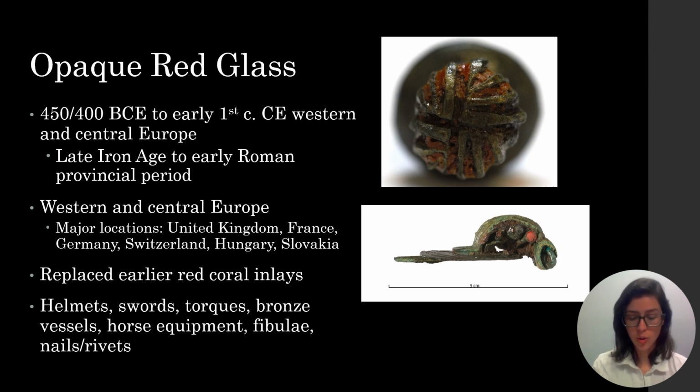This area includes countries often termed as producing Celtic art in the Iron Age. Although found in many countries, major locations are Great Britain, France, Germany, Switzerland, Hungary, and Slovakia. Opaque red glass replaces earlier red coral inlays found in copper alloy-based objects from the late Bronze Age and early Iron Age. Objects decorated with this type of glass include helmets, swords, torques, bronze vessels, horse equipment, fibula, and nails and rivets, most likely decorating chariots.